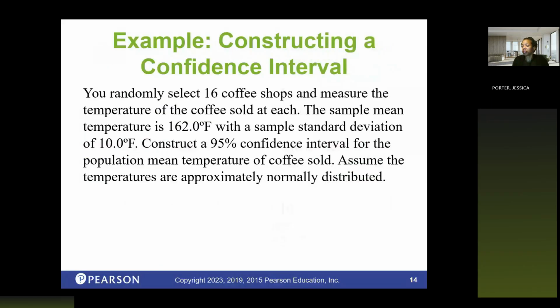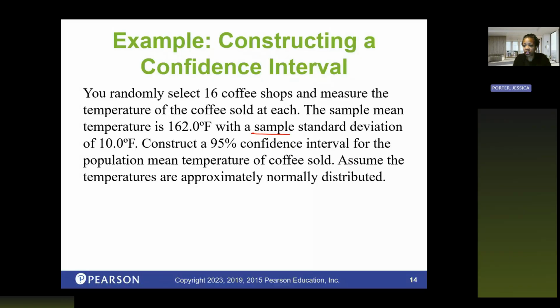All right. So let's figure out how we're going to work these problems. You randomly select 16 coffee shops and measure the temperature of coffee sold at each. The sample mean temperature is 162 degrees Fahrenheit. With the sample standard deviation, this is how you know between Z and the T, sample standard deviation of 10 degrees Fahrenheit. Construct a 95% confidence interval for the population mean temperature of coffee sold.